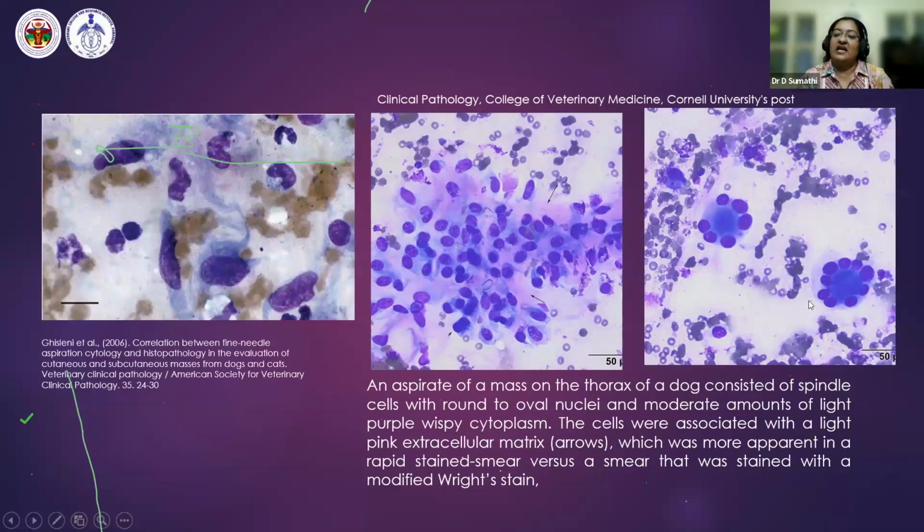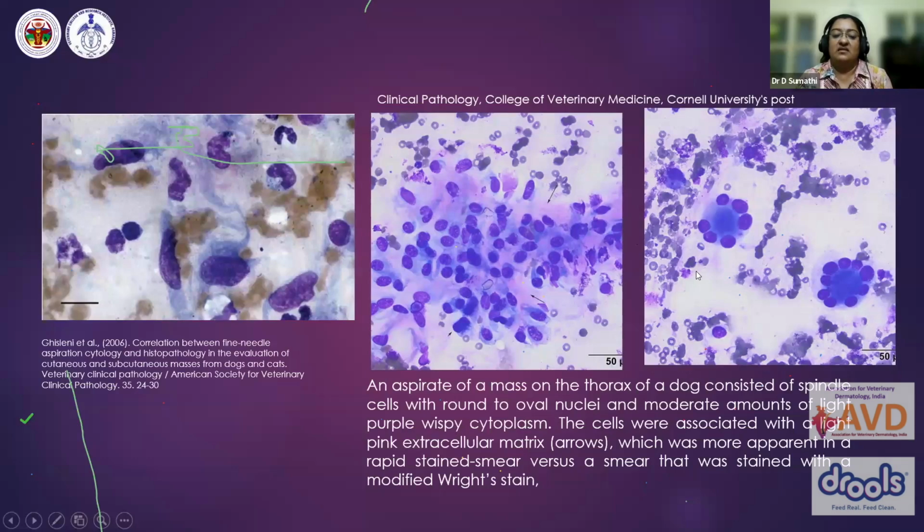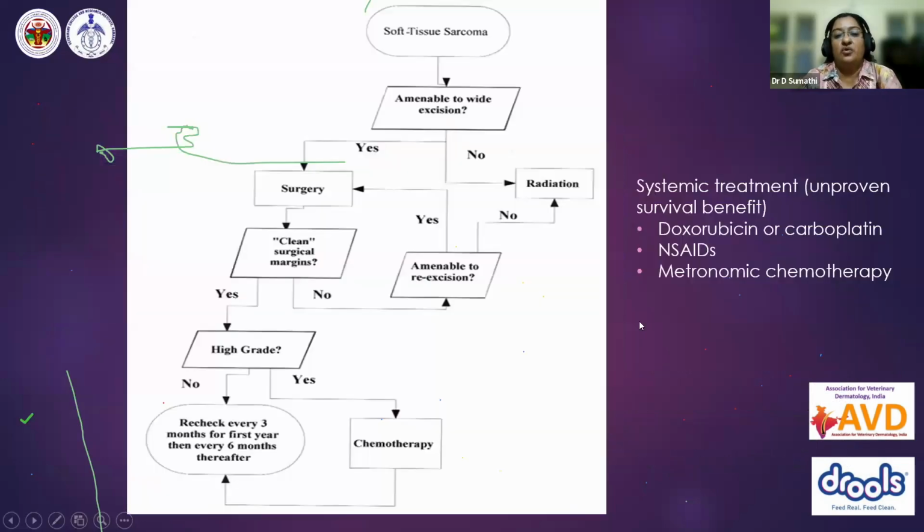So here also you can see a typical crown cell. So what do you do when there is going to be a sarcoma like this? Then you just check whether it is resectable, amenable to surgery. And if the margins are okay, then you can go for surgery.